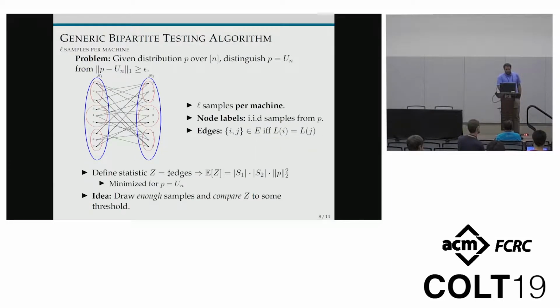And there will be an edge in the bipartite graph if and only if the two labels on the left and on the right are the same. Note that you can think of the classical algorithm as this picture, but with a complete graph instead of a bipartite graph. And so it seems that we're doing something suboptimal here, because in order to have a bipartite graph with the same expected number of edges, we needed to have more nodes, which means more samples.